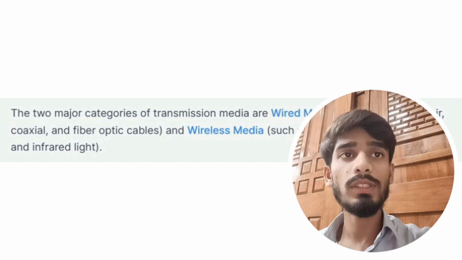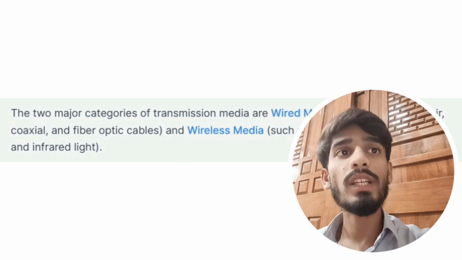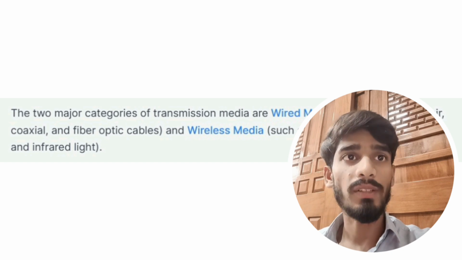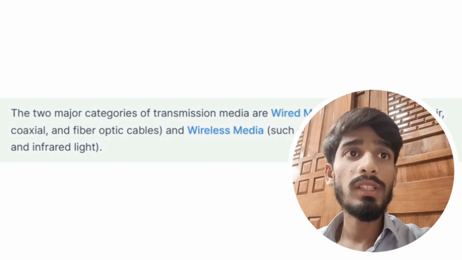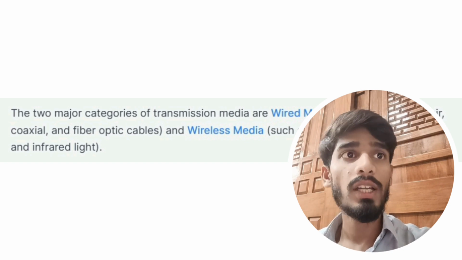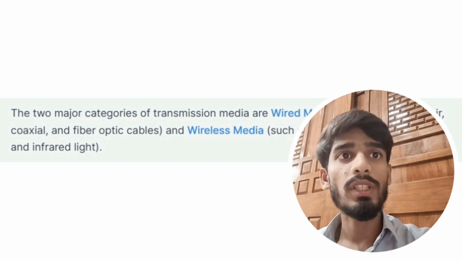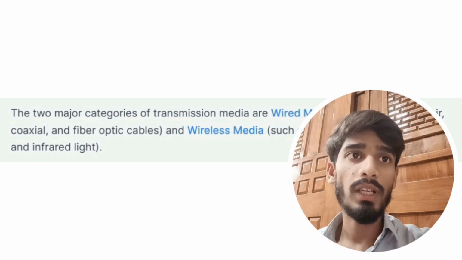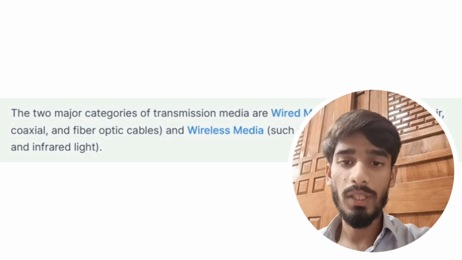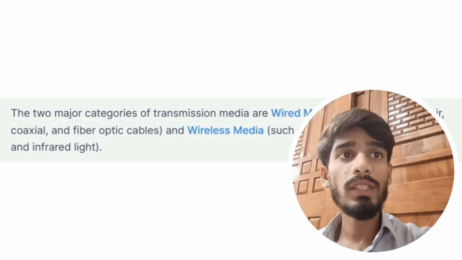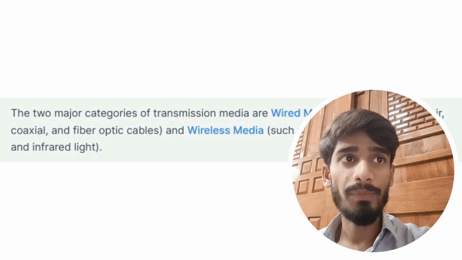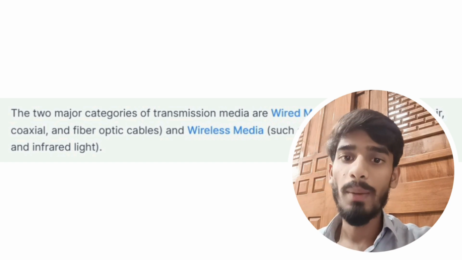Next point to discuss is two major categories of transmission media. The two major categories of transmission media are wired media, such as twisted pair, coaxial pair, and fiber optic cables, and next is wireless media, for example radio waves, microwaves, and infrared light.